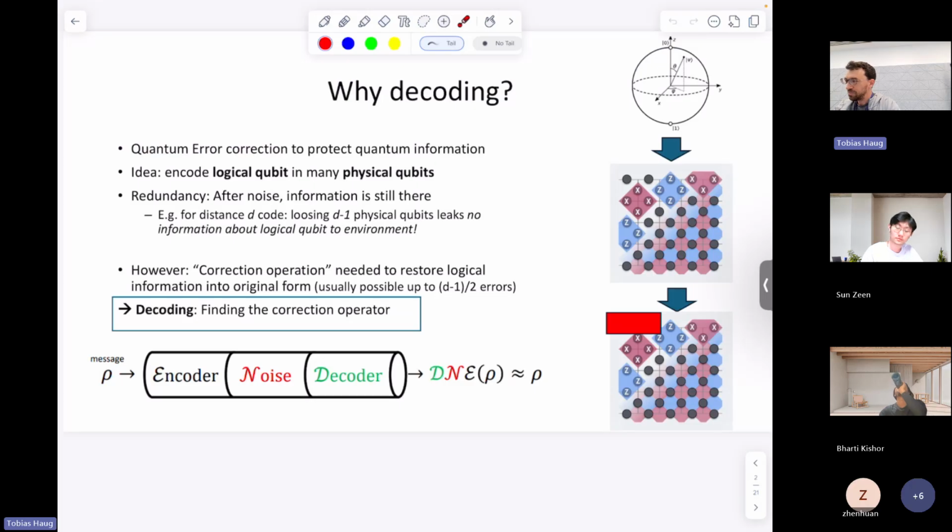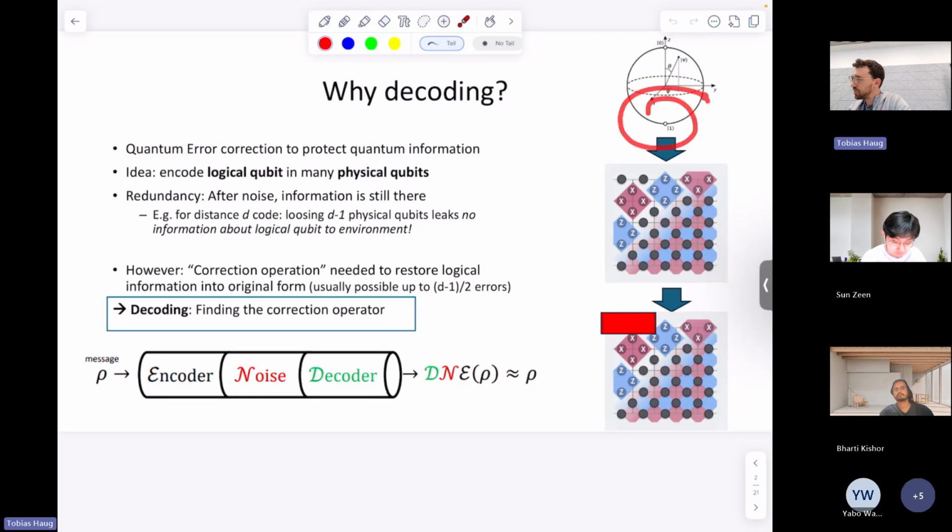As you know, quantum error correction deals with protecting quantum information. The idea is basically that we have some logical information, let's say a qubit, and since there's noise that tries to attack our qubits, we need to somehow save it from the environment and from the noise. We do that by taking our logical qubit and putting it into many physical qubits, let's say the surface code.